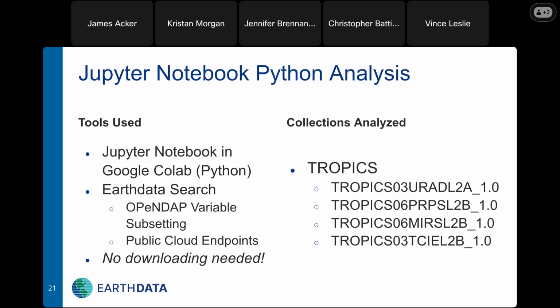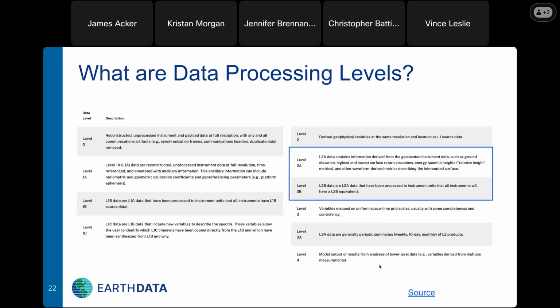So we're going to be showing in total 4 different TROPICS collections. We'll be showing 1 URAD collection, or excuse me, 1 granule from URAD, 1 granule from PRPS, and 1 granule from MERS. And then we're going to be showing about 95 granules from TCIE. I'll get into why we're doing that in a bit.